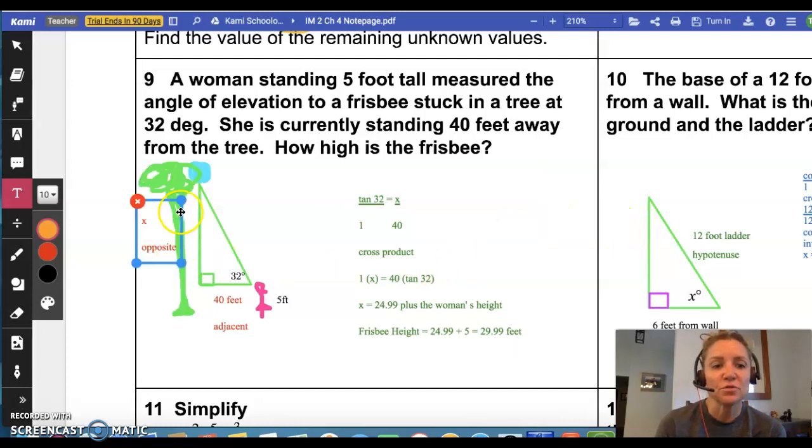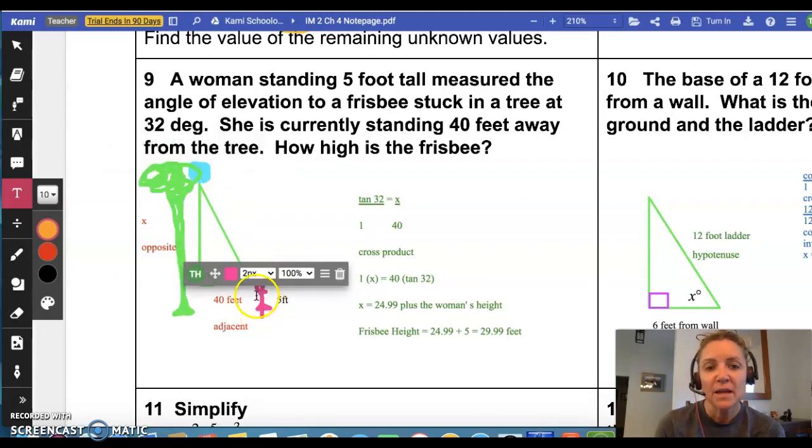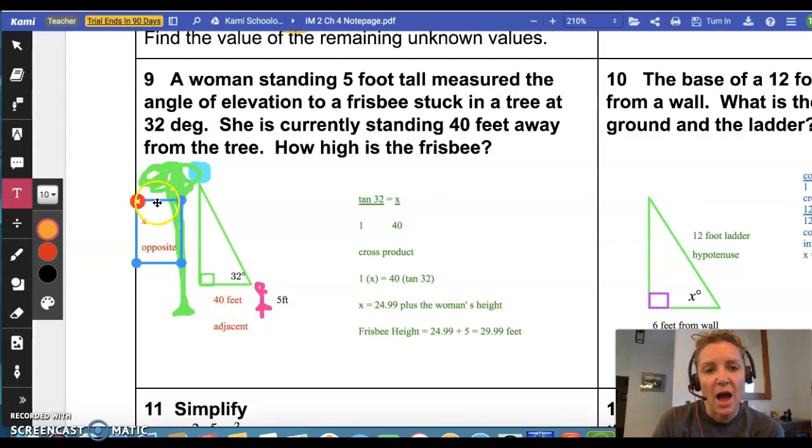So I drew this beautiful tree right here, as you can see. And this little blue thing is the frisbee stuck up in the tree. And here's my little woman. She's 5 feet tall and she is 40 feet away from the tree. And we want to know how tall is that tree.